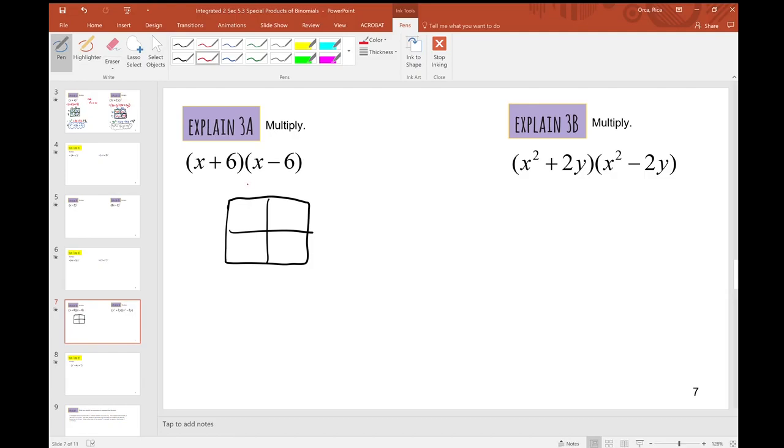On the top of our box, we want to write out our first binomial, which is just x and 6. On the left side of our box, we want to write out x and negative 6 because that's what our second binomial is. Now we're ready to fill this in. X times x is x squared. X times 6 is 6x. Negative 6 times x is negative 6x, and negative 6 times 6 is negative 36.